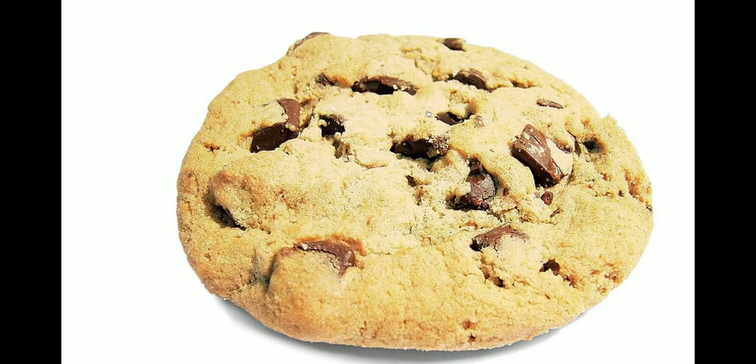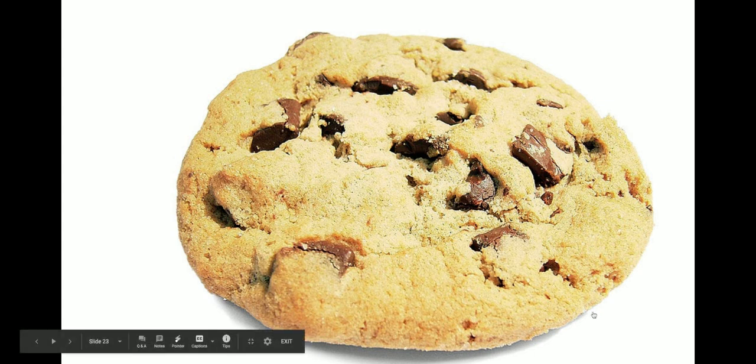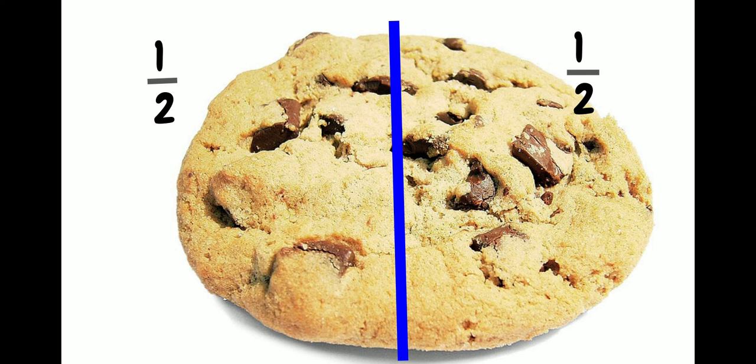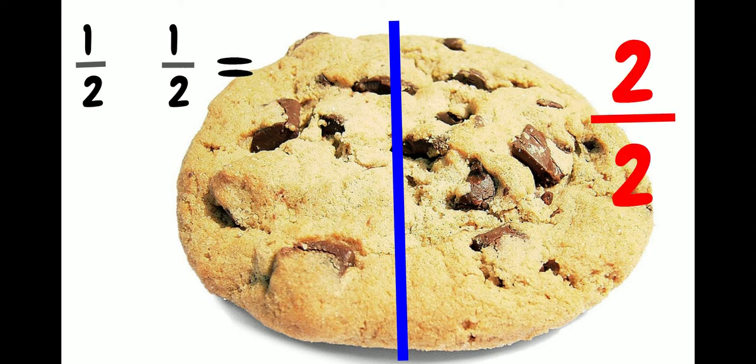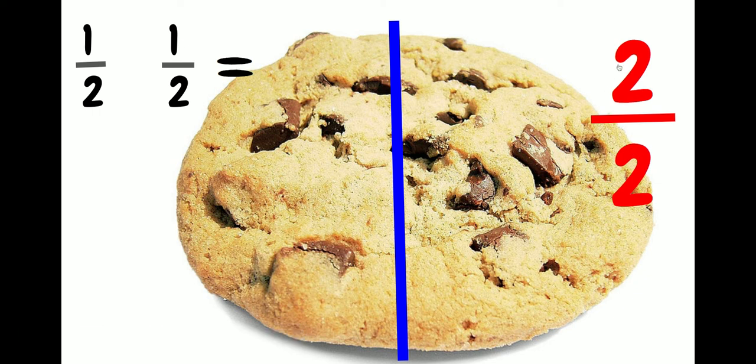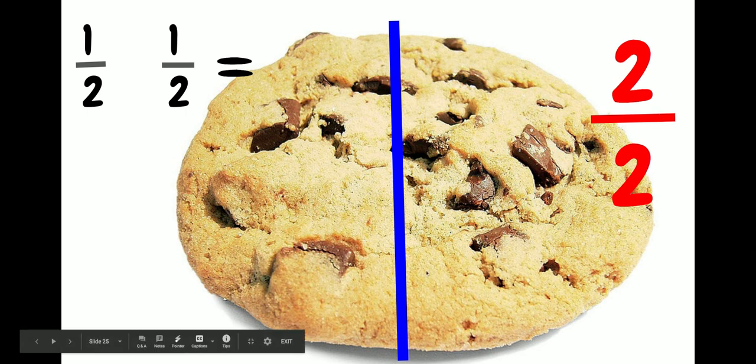Now, let's look at this cookie. This is 1 whole cookie. But I'm not going to eat it in one whole bite, but I am going to eat my whole cookie. Watch how we do that. If I took half of the cookie at a time in a bite, I would have half and half. And if I ate both of those halves, I would end up with 2 halves. Notice that's the same number in the numerator as the denominator. That means 1 whole. 2 out of 2 would be the whole cookie.